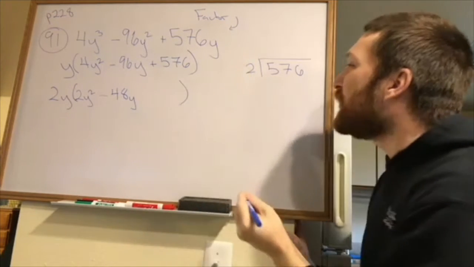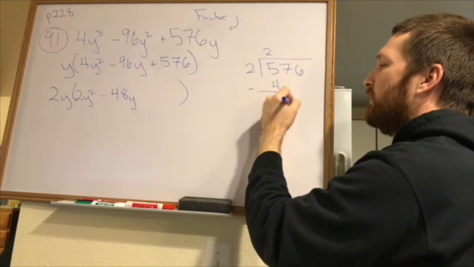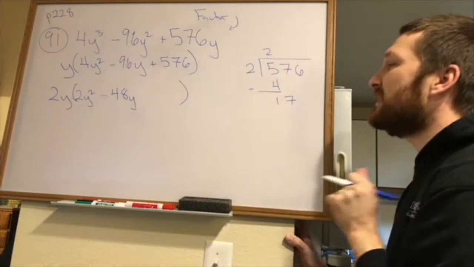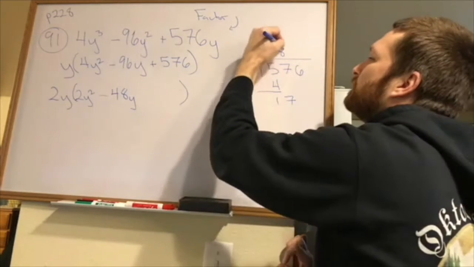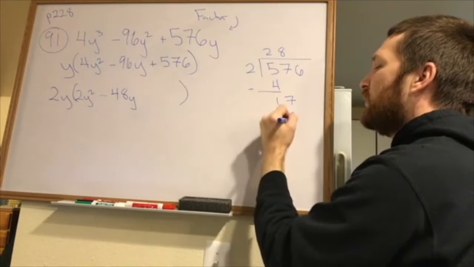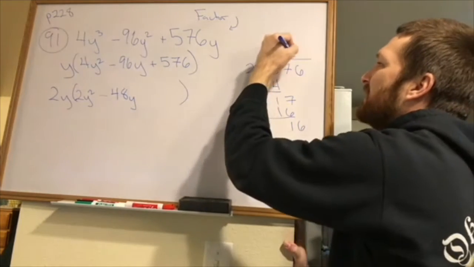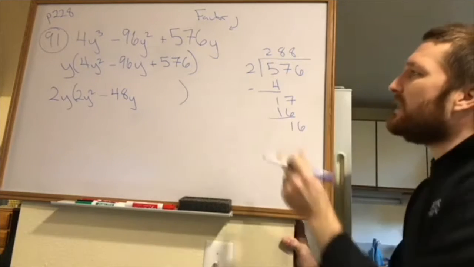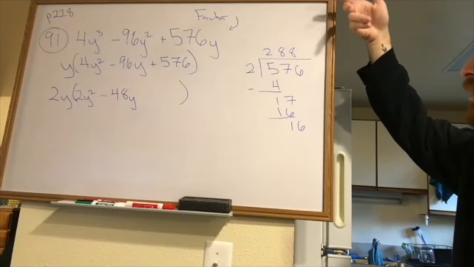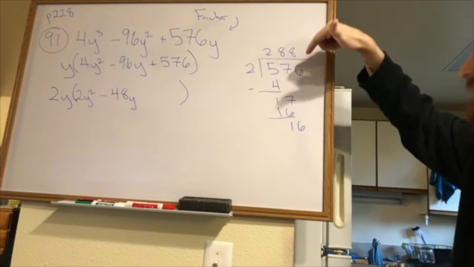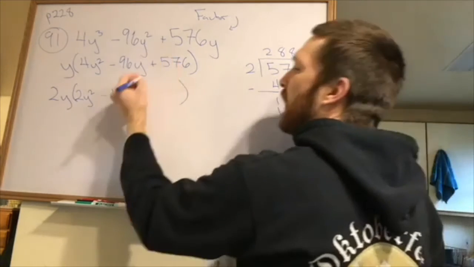Okay, so 2 goes into 5 2 times, leaving me 4. Then we'll just go to 17. 2 goes into 17 8 times, leaving me a 16. We drop the 1, drop the 6. 2 goes into 16 8 times. Okay, so 288, and I'm just going to quickly double check. If I multiply that by 2, I get the 16, carry the 1, and 16, and the 7, carry the 1, and the 2 and the 4 and the 5. Yes, okay, good.